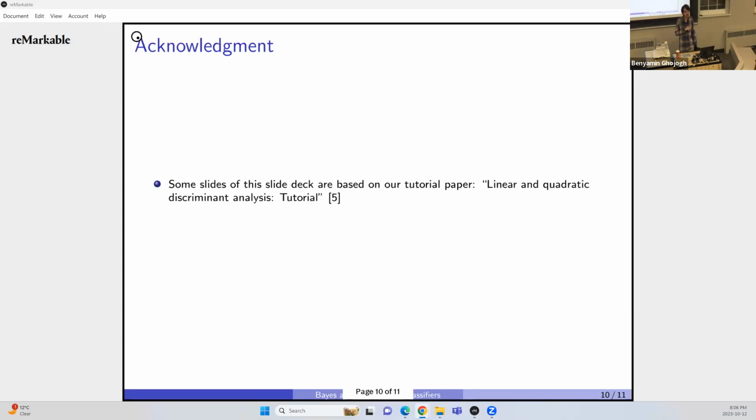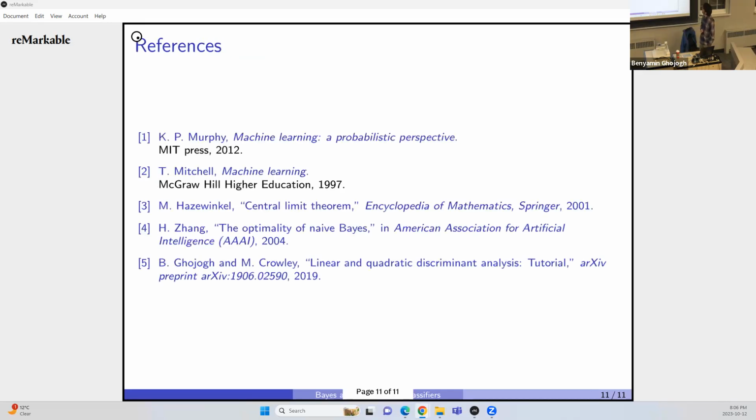Any question? No. Acknowledgement. Some slides of this slide deck are based on our tutorial paper, Linear and Quadratic Discriminant Analysis Tutorial. There are more things about LDA, QDA, and naive Bayes which I didn't go over, such as comparison of LDA with the t-test. So feel free to read this tutorial paper if you would like. And these are the references. By the way, Murphy's book, Machine Learning: A Probabilistic Perspective, is also good.